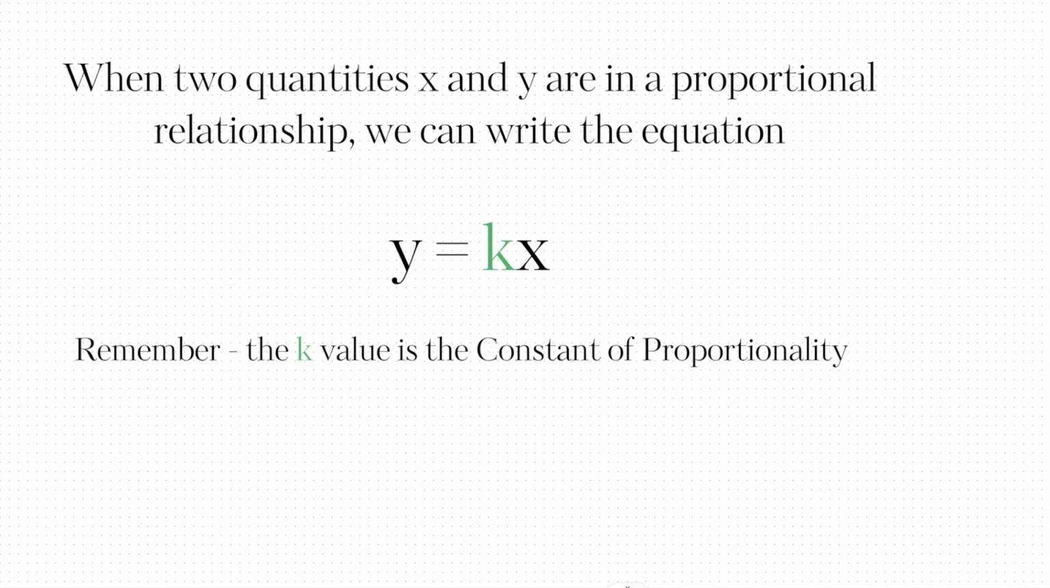So what you learned so far is when two quantities, x and y, are in a proportional relationship, we can write the equation y equals k times x. Remember, kx means k, the k value, times the x value. So I'm going to put a little dot there for times, okay? And remember, the k value stands for constant of proportionality.